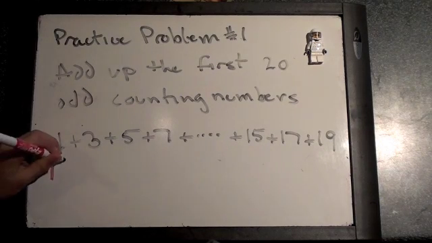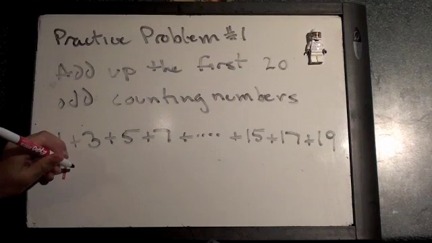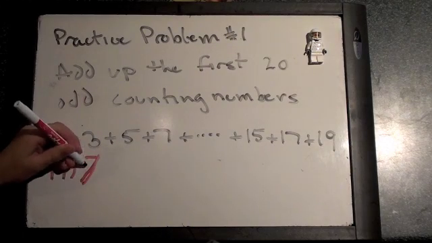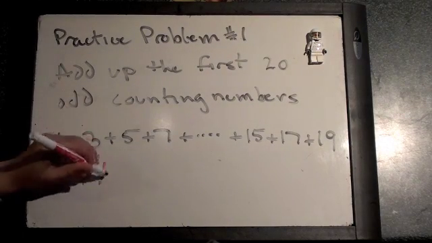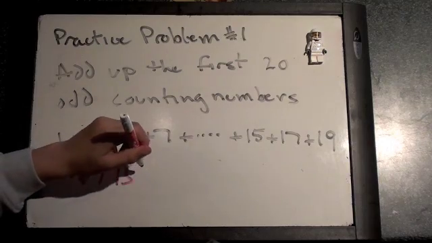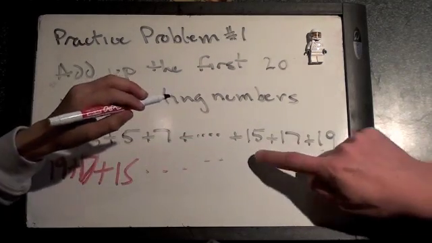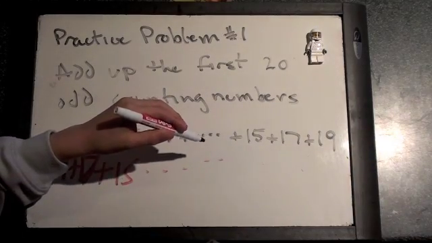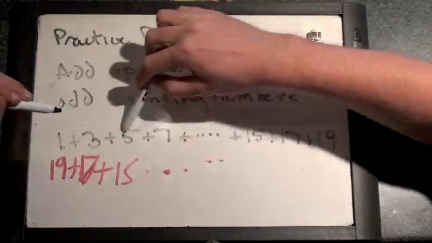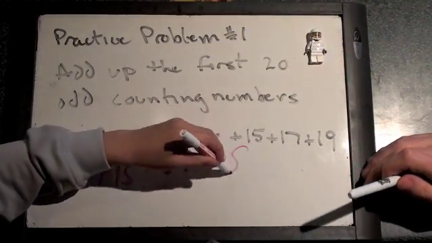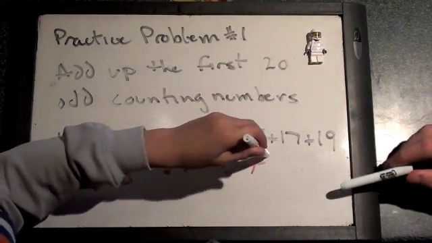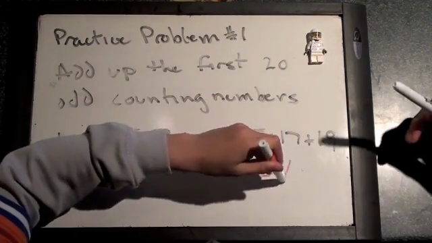So what number are you going to write first? 19. 19 plus 17. Plus what's the next one down? 15. All the way down to what's the third one that's going to be added to the 15? What's the third from the end counting number? Plus 5. Plus what's going to be added to the 17? Plus 3.